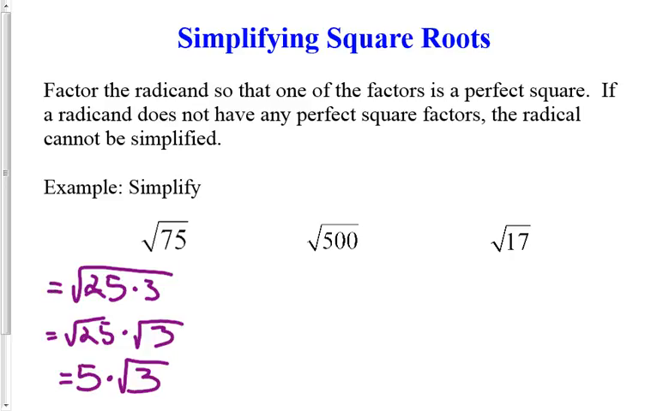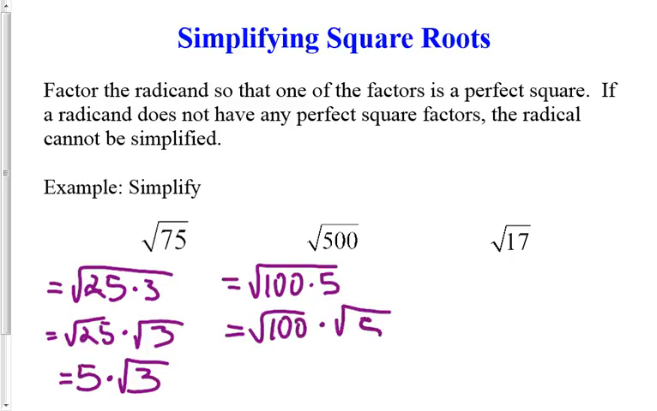Square root of 500. Well, I know that's the same as the square root of 100 times 5, which equals the square root of 100 times the square root of 5, which is equal to 10 times the square root of 5, and simplified.